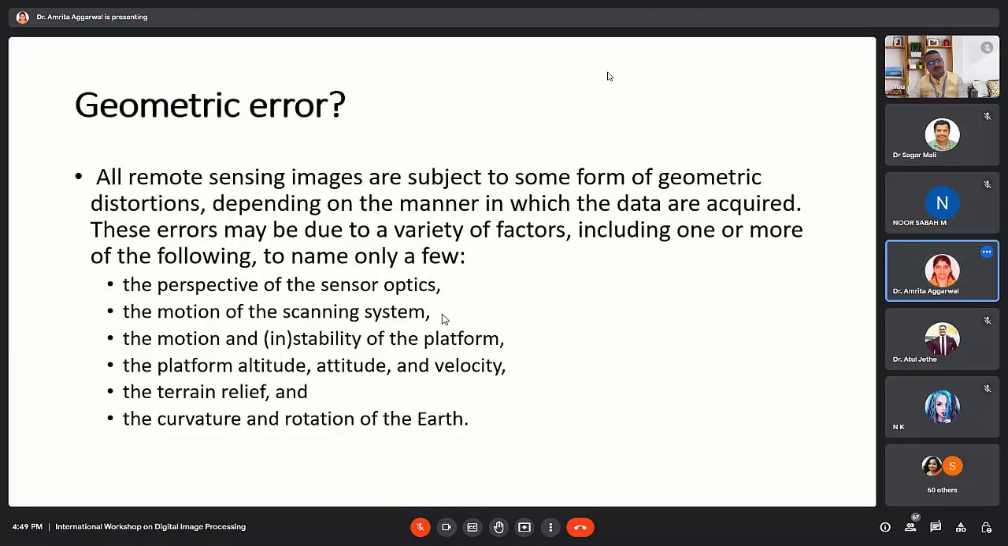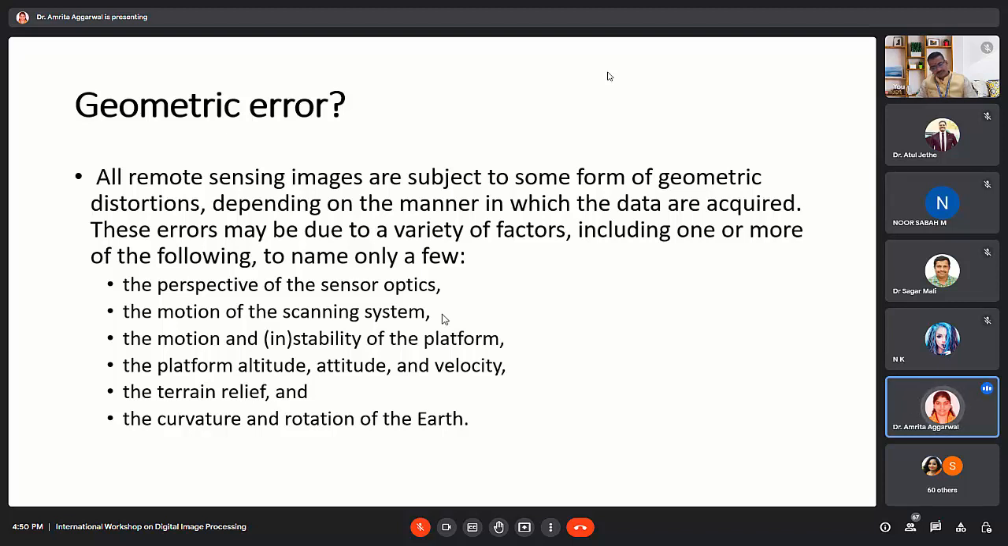Then the next is the platform altitude, attitude and velocity. Like I said, the speed is important here, which is velocity. The altitude is the height from which the photograph or imagery is taken. Why? Because if it is very high, the field of view, that is the area it will cover, will be large. But in that case, the resolution will be poor, because every camera has a maximum and a minimum resolution. If you try to capture objects very far away and it does not have that capacity, you will not be able to identify anything in the image or photograph. So it's important to know the altitude. You have to plan all these things so that the output is perfect.